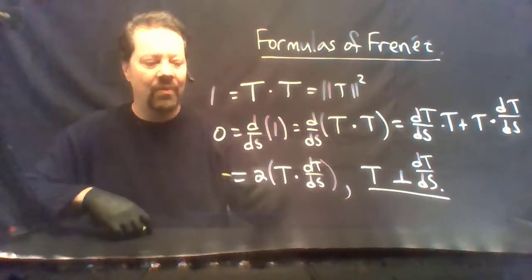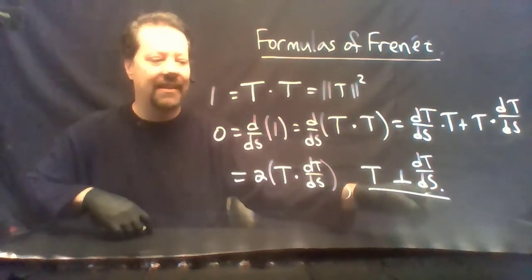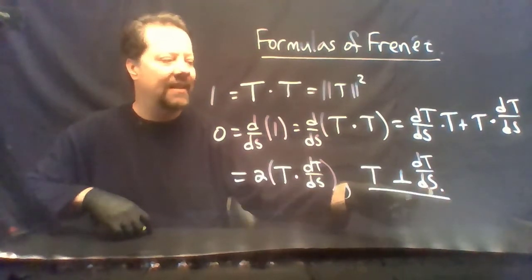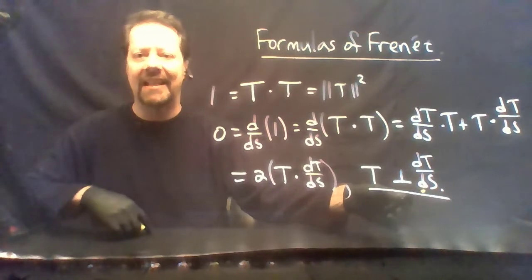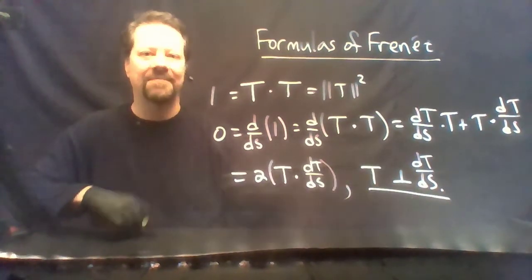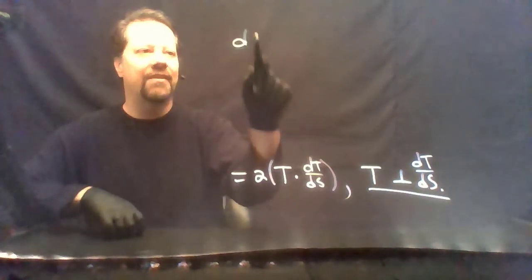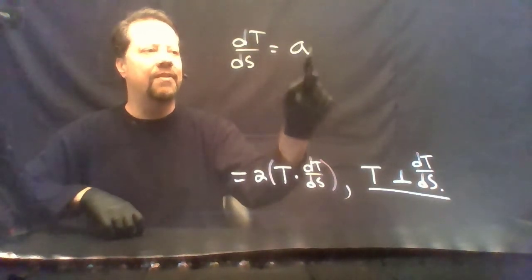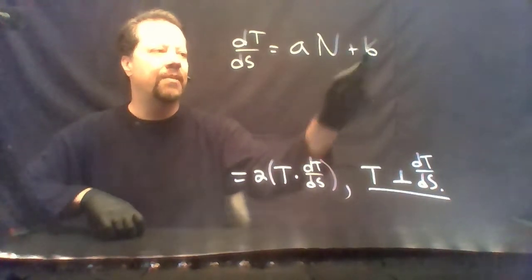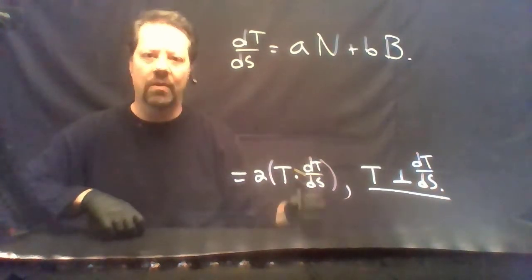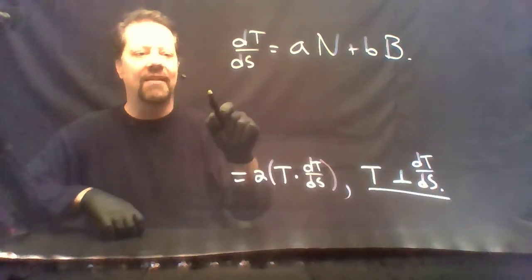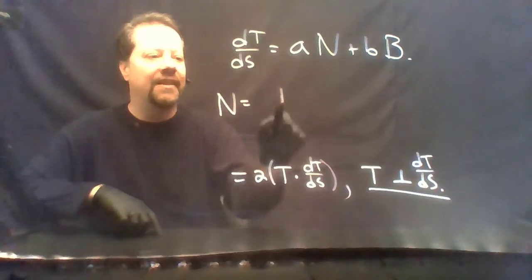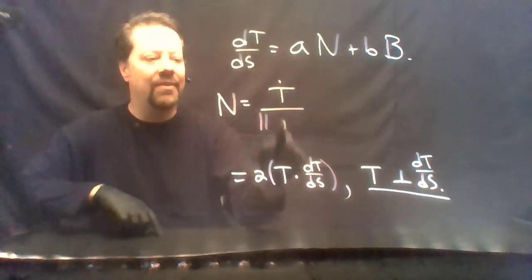That means wherever dT ds lies, it's in the plane orthogonal to the unit tangent vector T. It has to lie only in the direction containing N and B. Whatever dT ds is, it has to have some component in the direction of N and perhaps some component in the direction of the binormal B. Now, but we know better. We know the normal vector is T dot over the norm of T dot.